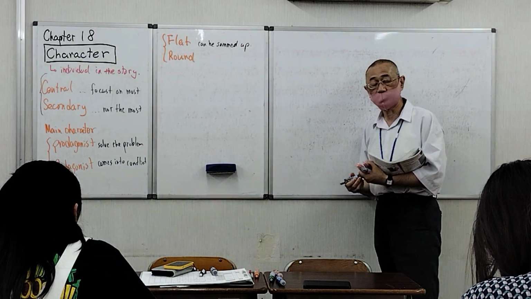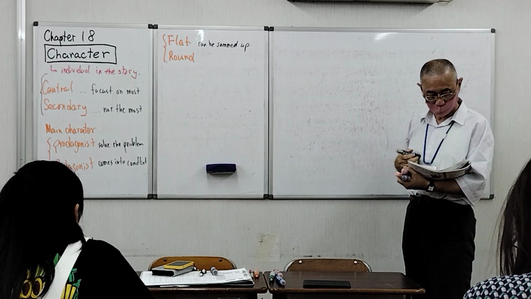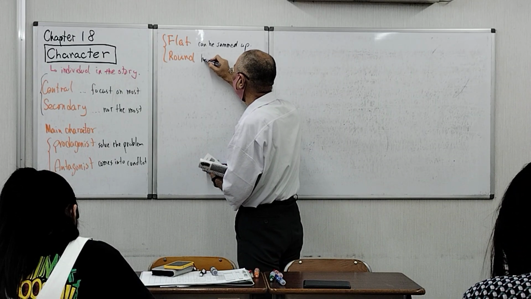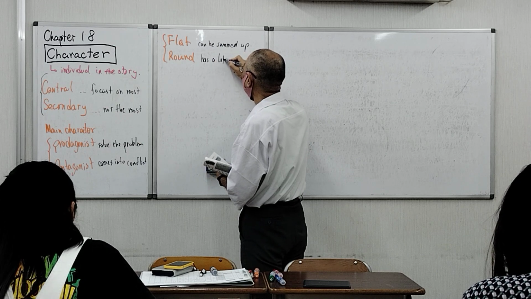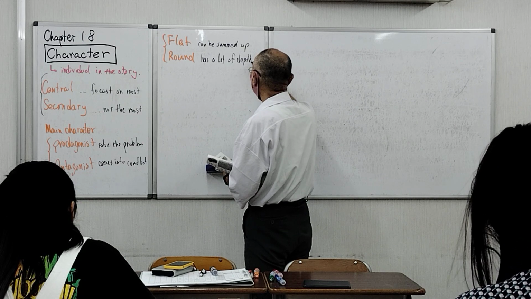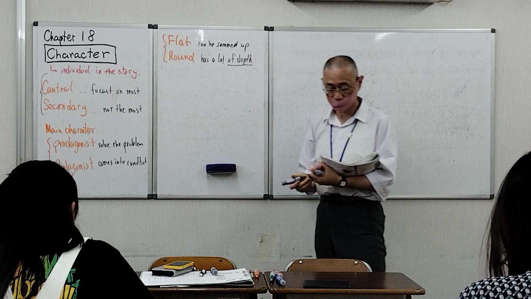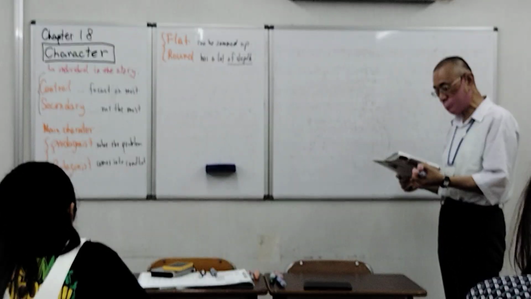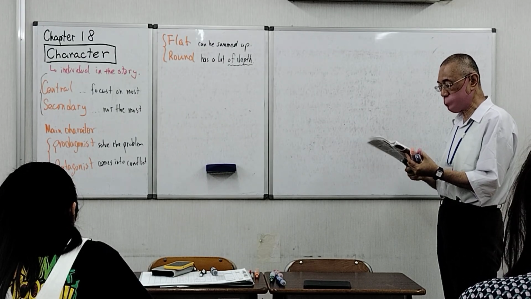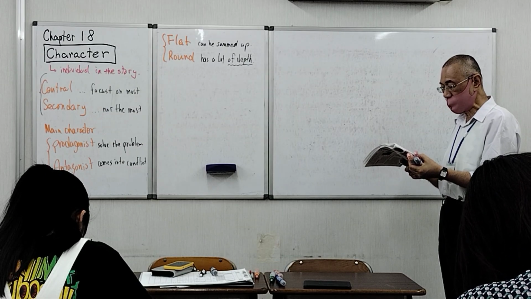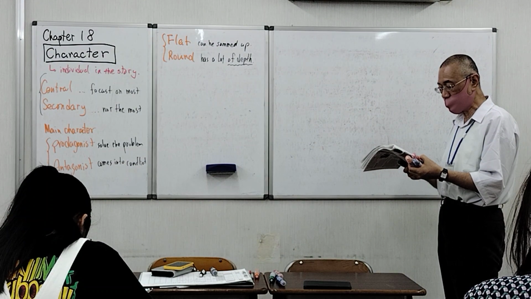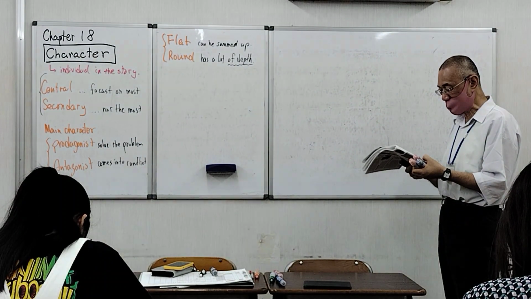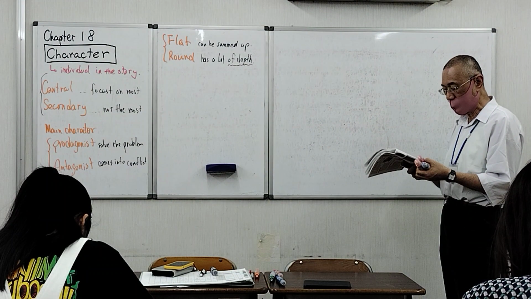There are many examples or explanations. The round character is one that has a lot of depth. Here's an example. The Wicked Witch of the West is a flat character in The Wizard of Oz. We never learn much about her and why she acts the way she does. But in the musical Wicked, she is a round character. We learn a lot about her story and her feelings.